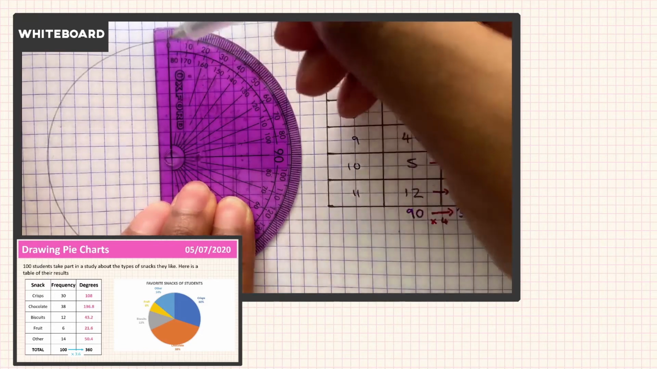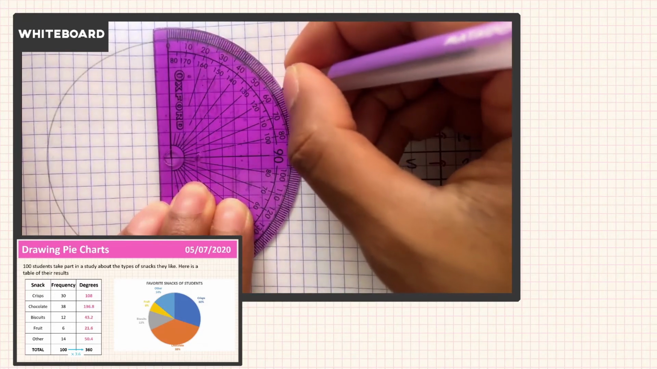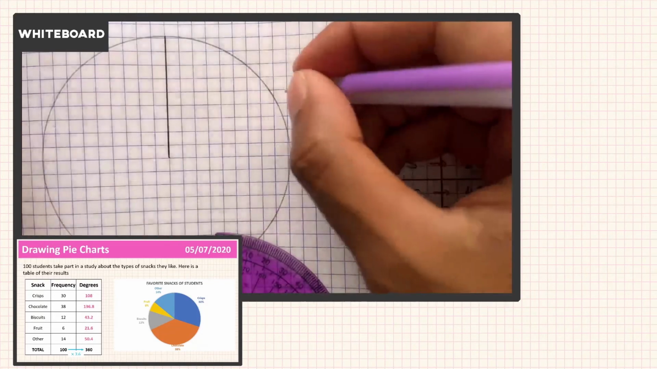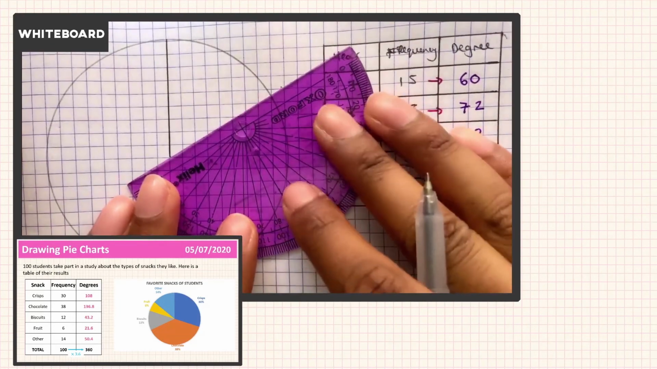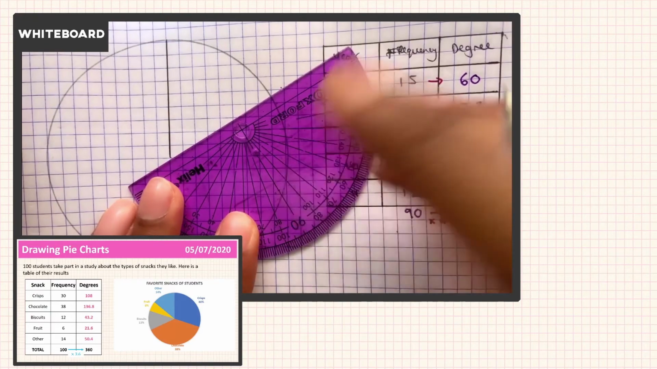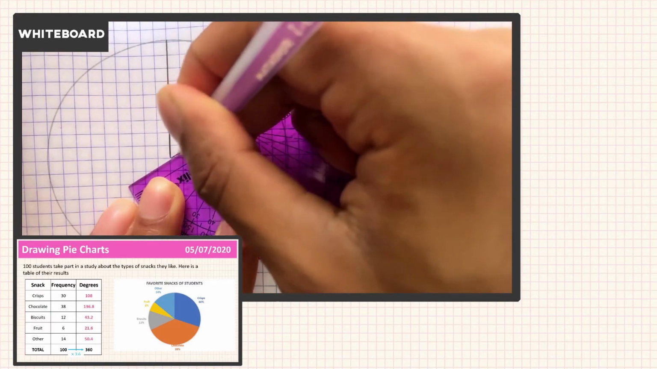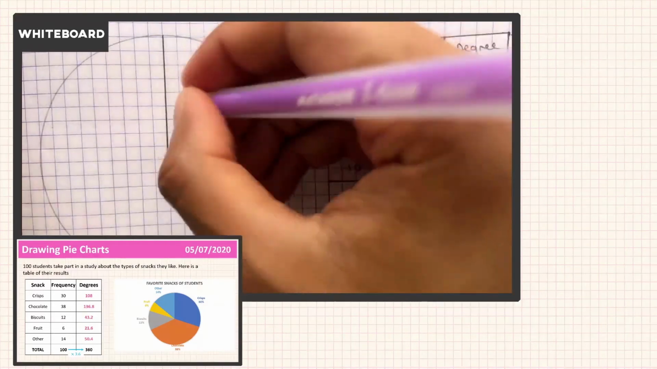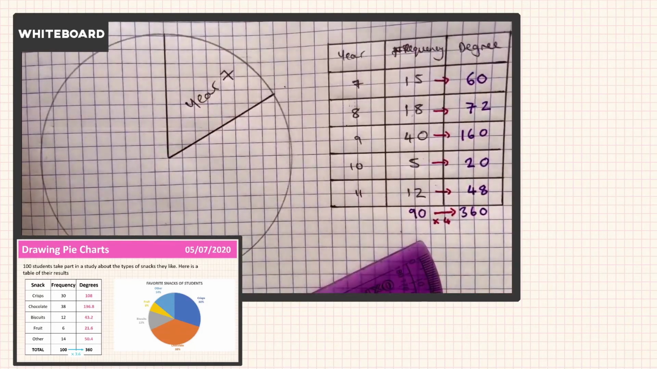Okay, and I'm going to go to 60 degrees, and I just draw a little dot to tell me where it is. There it is. That's where 60 degrees is. And then I use my protractor, sort of like a ruler, and I draw in my 60 degree angle. There is 60 degrees there, and I can label this as year 7. Okay, so I've done the year 7s.